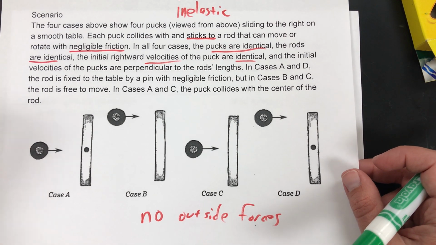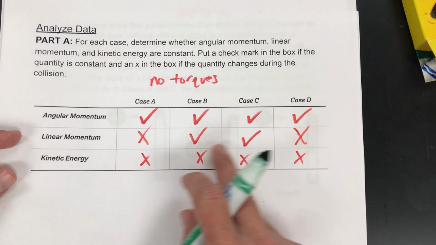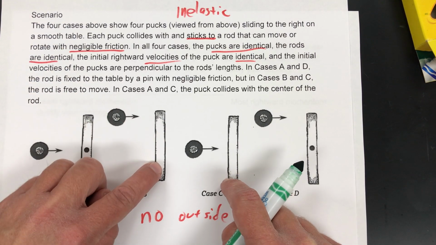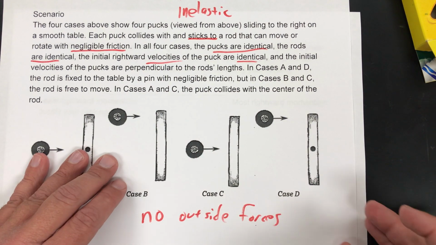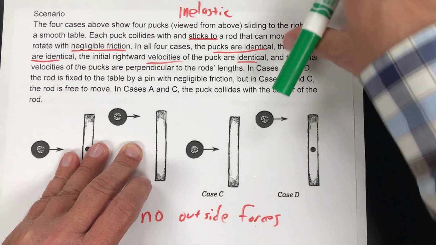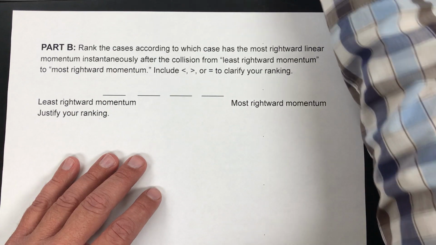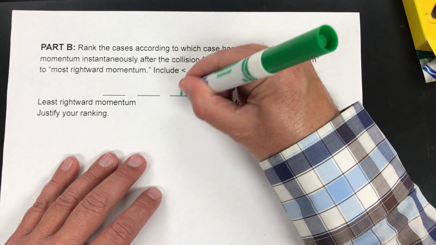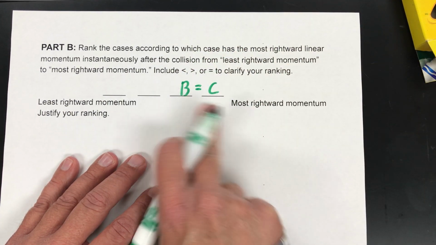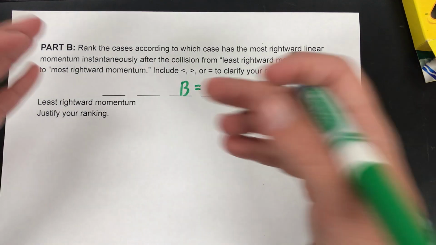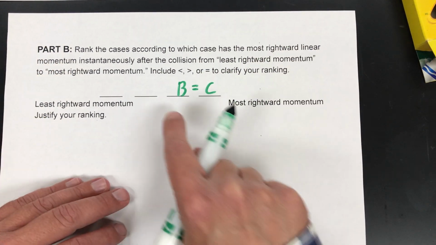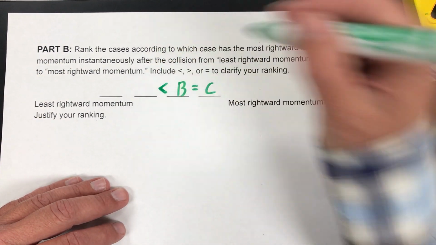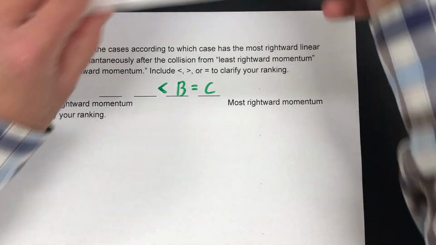Well, as we said before, this is basically linear momentum. There are no outside forces in cases B and C. So since there are no outside forces, they won't lose any of the system's momentum. So they've got just as much linear momentum afterwards as before. So they're going to have the most. So I'm going to put B and C over here, which is weird to put the most on the right. Just seems wrong to me. It seems like you put it on the left, but whatever. So B and C are going to be equal to each other, and they are going to have more than the others because they haven't lost any.